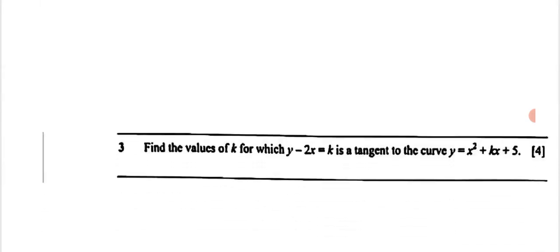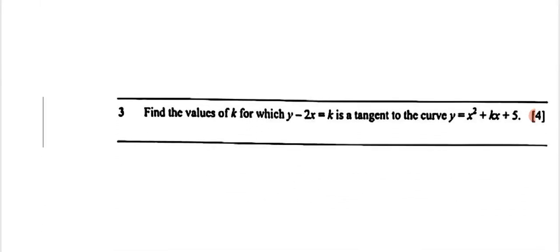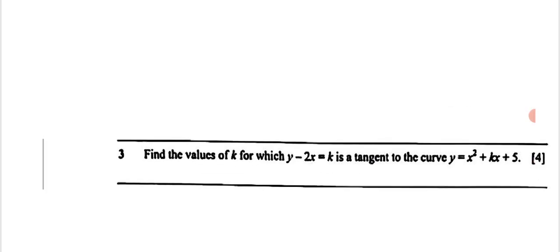In this video, we're answering question 3, as a continuation, paper 1, 2024, additional mathematics. It reads, find the values of k for which y minus 2x is equal to k is tangent to the curve y is equal to x squared plus kx plus 5. And that is carrying 4 marks.